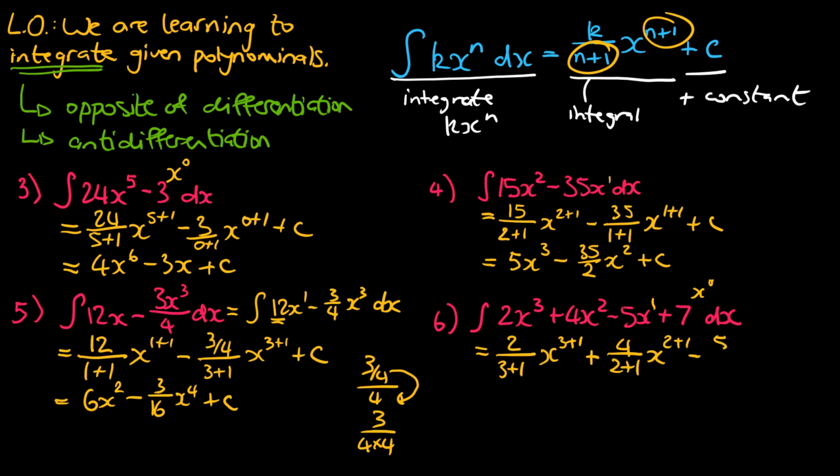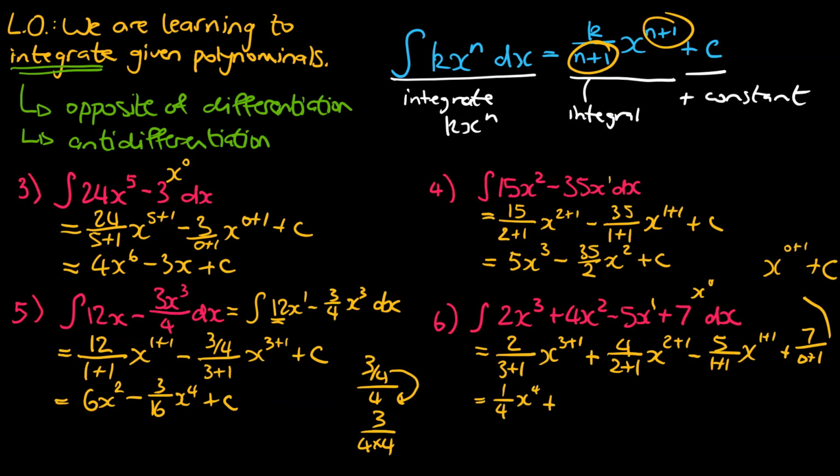Then we're going to go minus 5 divided by power plus 1, x power plus 1, and we are running out of room pretty quick here, so we've got 7, which is k, divided by power plus 1, and I'll just finish it up here. So this there would be multiplied by x 0 plus 1, and then at the end we would add c. So we've got a whole bunch of different components. Let's start simplifying. So this here is going to be 2 divided by 4, so that's going to be 1/4 of x to the power of 4.